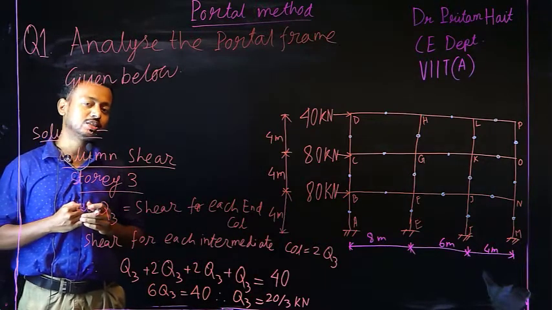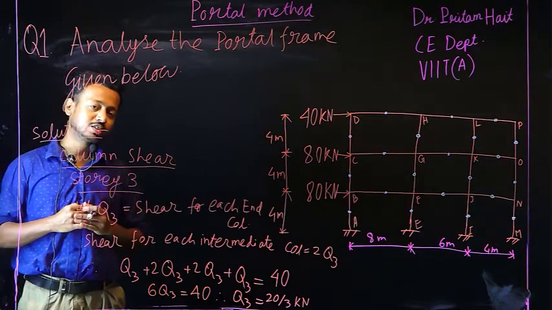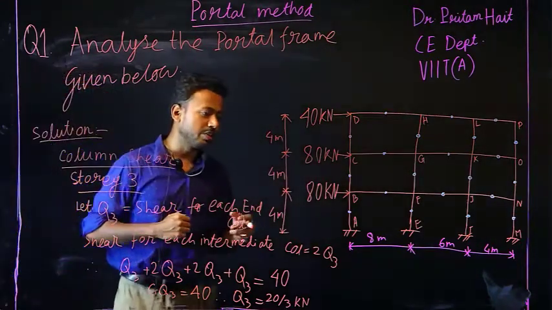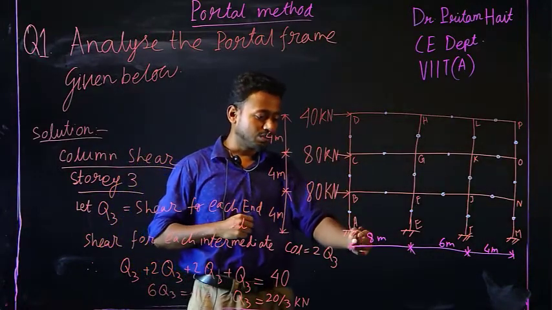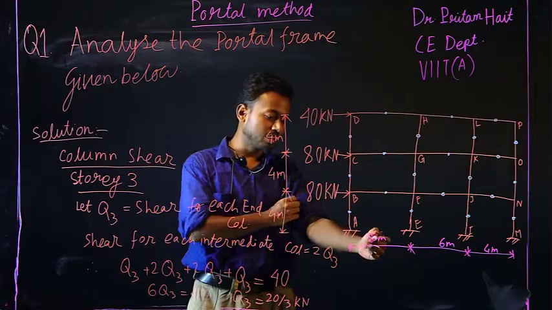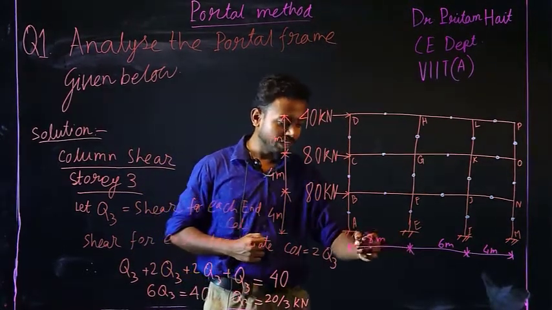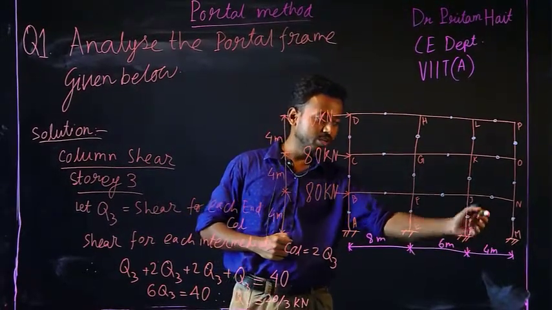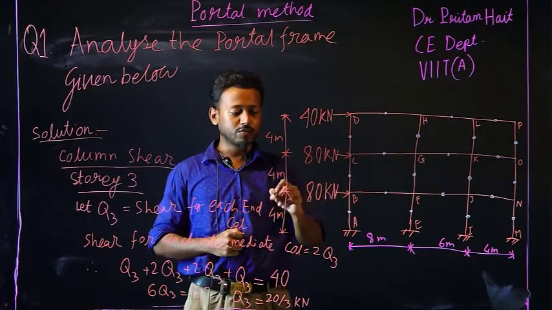Today I will discuss the portal method, and in the next class I will discuss the cantilever method. Here one example is given. This is a 3-story building, and the space frame is given here. The first bay is 8 meter, the second bay is 6 meter and the third bay is 4 meter, and the height of each story is 4 meter, 4 meter, 4 meter.